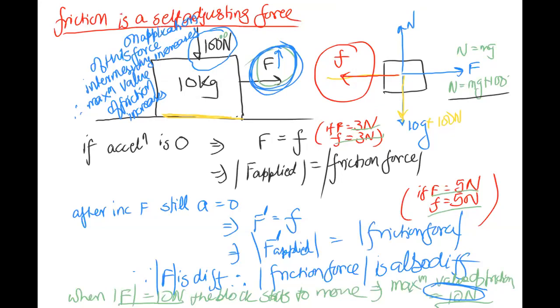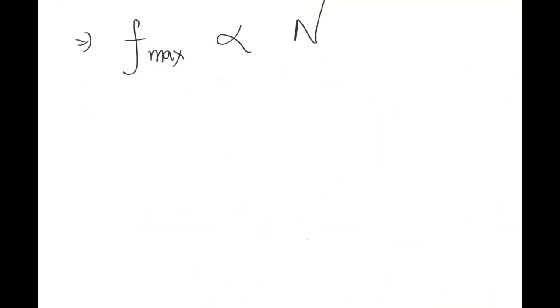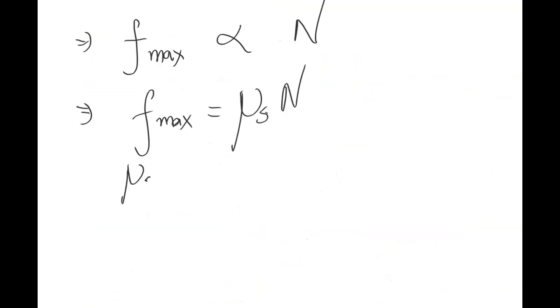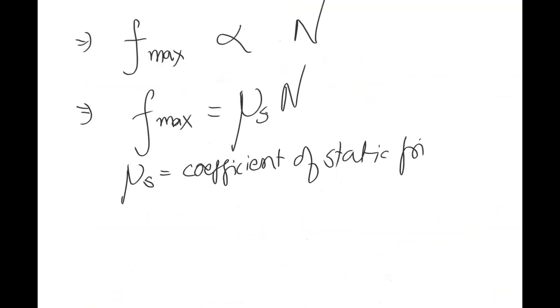Remember, friction is a dynamic object. It cannot only self-adjust its own magnitude, but its maximum value is also not fixed. It may be different in different situations. So if f max is proportional to N and I want to remove this proportionality sign, I will just have to add a constant, and the constant that I add will be called mu s, where mu s is the coefficient of static friction.